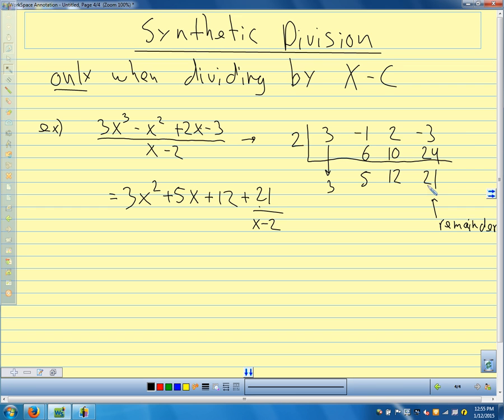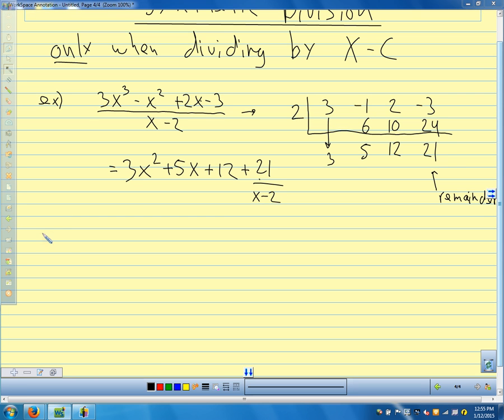No, you could not do synthetic division with x squared minus c. You'd have to do long division. So synthetic division only works if you're dividing by something that looks exactly like this. All right, let's look at another example.